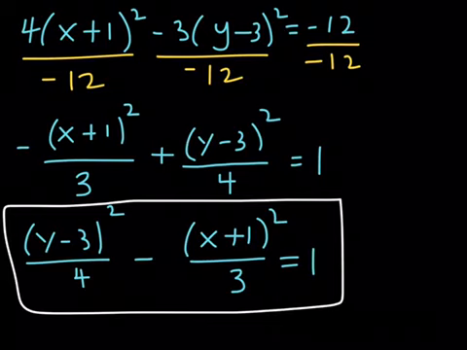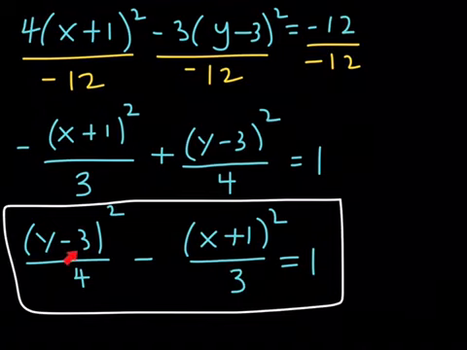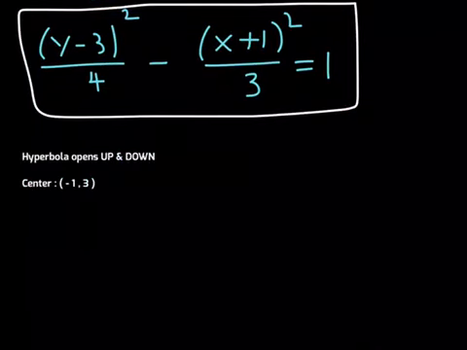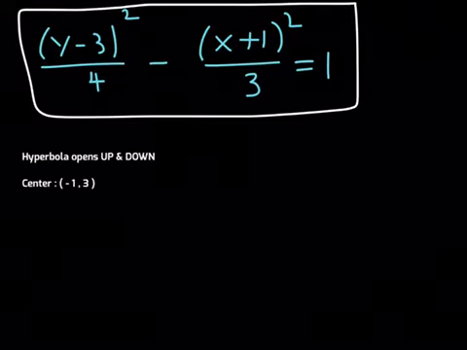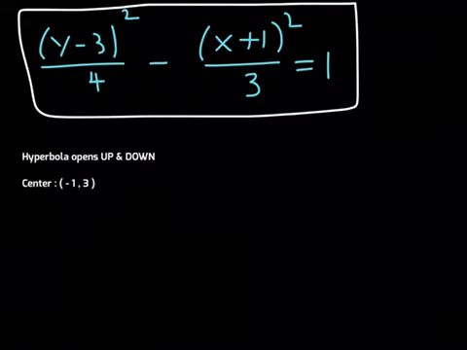Now be careful when you identify the center. It's h, k, and h is always with x, and k is always with y. So it's negative 1, positive 3. So there we have it. The hyperbola opens up and down, and the center is negative 1, positive 3. Cool deal. They did not ask us to graph it, so don't worry about it.